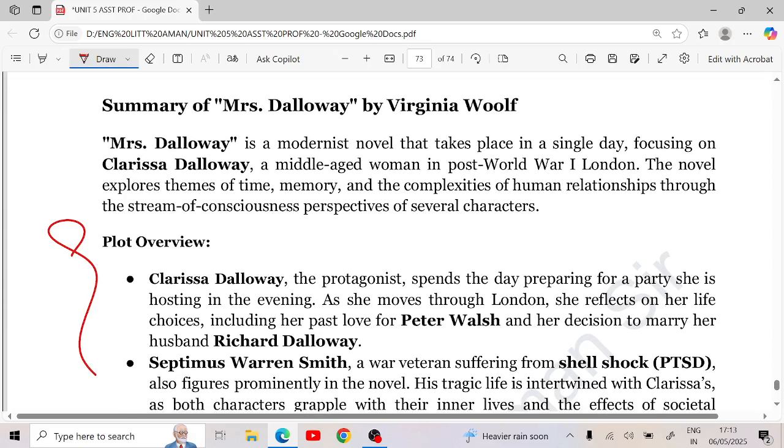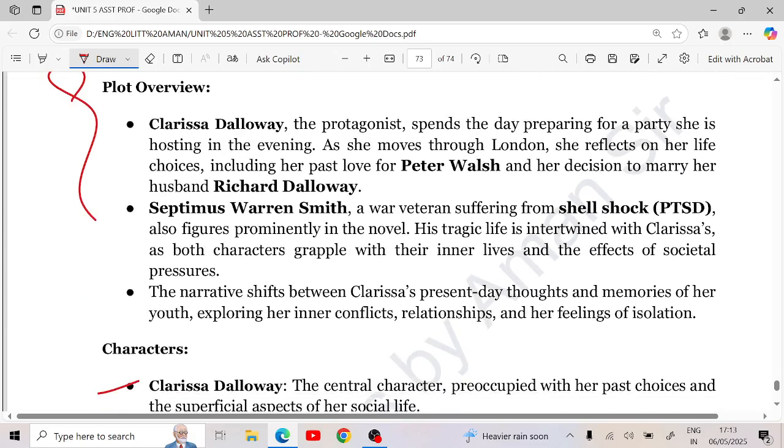Then here you can see my plot overview. So let's understand the plot overview. So Clarissa Dalloway, जो कि protagonist है, spends a day preparing for the party she is hosting in the evening. As she moves through London, she reflects on her life choices.